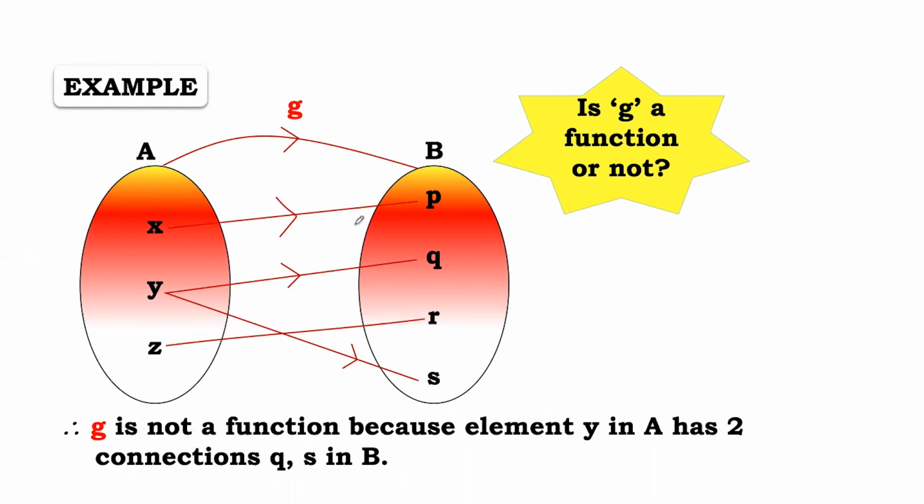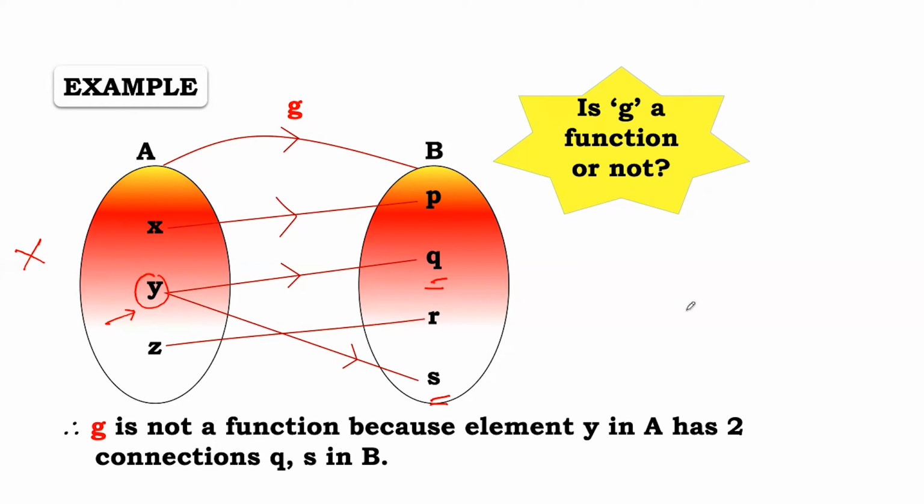Second case, see, X has one mapping, Y has two mappings. This is an association with Q as well as S. So there are two mappings in this case, so again, this must not be a function. Why is this not a function? Because Y has two connections, two values. For one value of Y, we are getting two values, Q and S, in set B. That's the reason this is not a function.